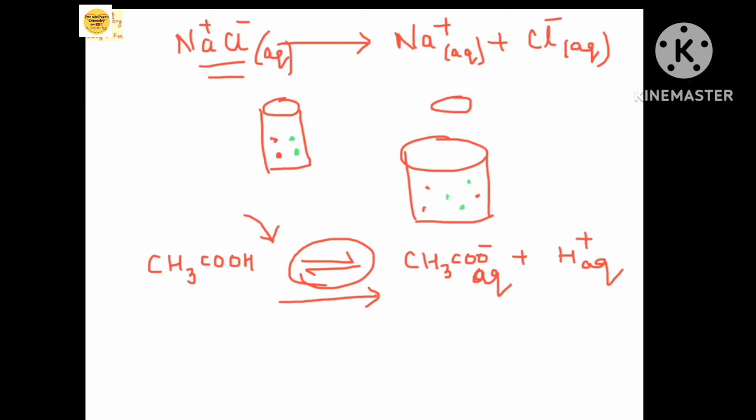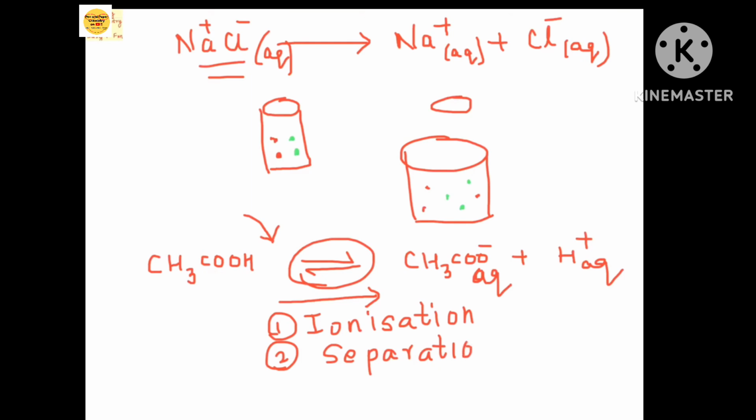So, when you are adding water, there is ionization which is happening, and at the same time there is separation of the ions which will happen due to the effect of dilution, right? This explains the difference in their behavior on dilution. There is a small change in molar conductivity for a strong electrolyte, whereas there is a large increase in the molar conductivity of a weak electrolyte on dilution.